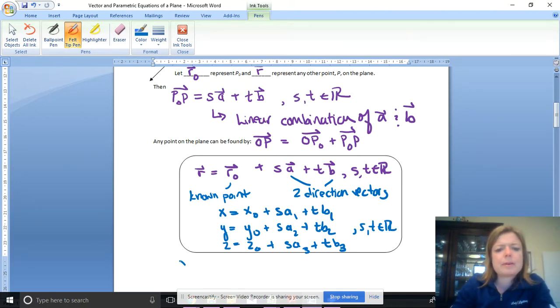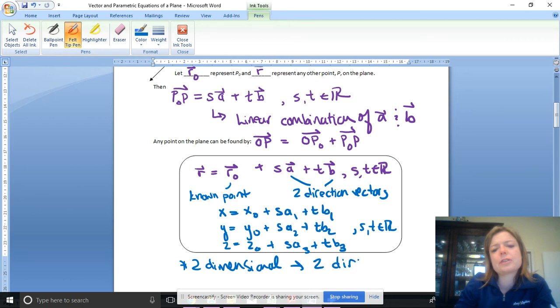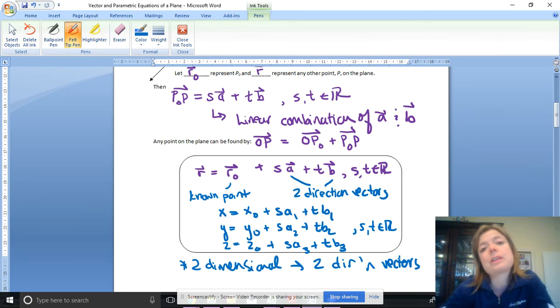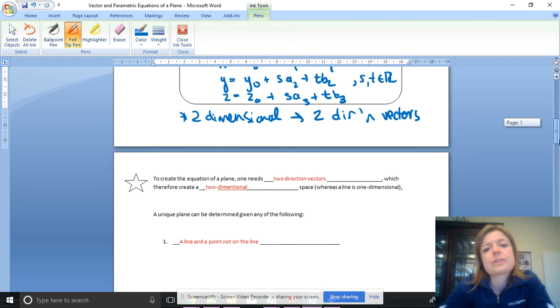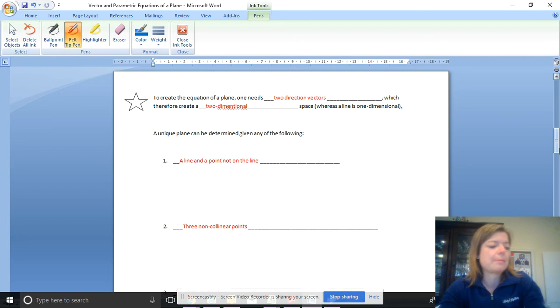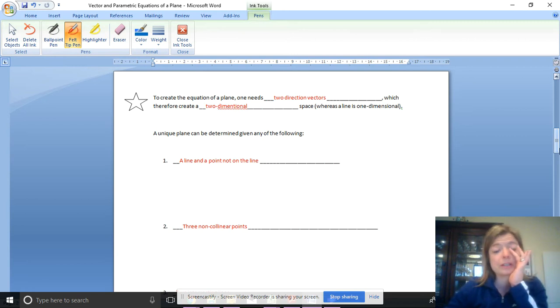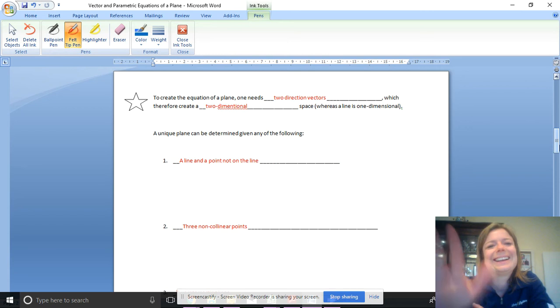Okay, so think about it. The fact that it's two-dimensional means that those two dimensions need to be represented by two direction vectors. Okay, that should make sense to you, that a two-dimensional figure needs two direction vectors to give it its shape. So to create the equation of a plane, like I said, we just need two direction vectors. I'm repeating myself, but I just really want to make sure you get this point.